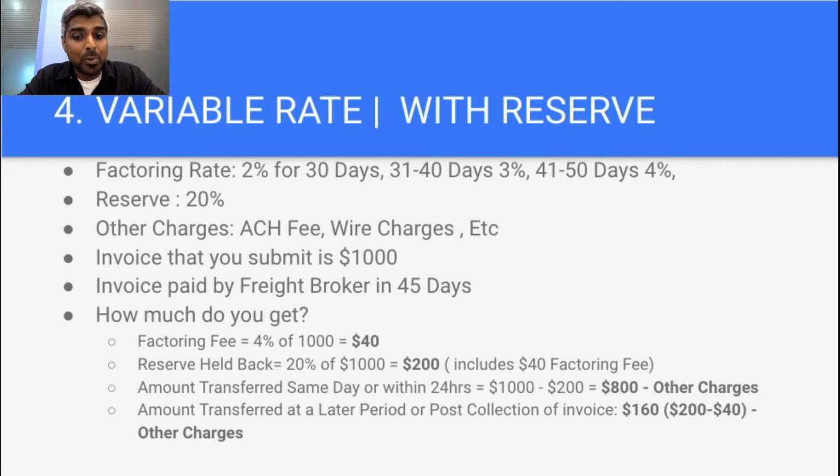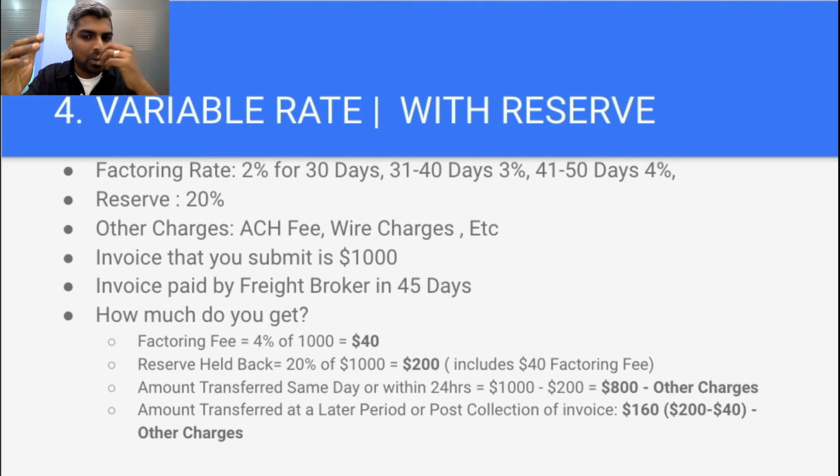Reserve held back will be 20%. That is $200. That includes your $40 factoring fee. So when you submit the invoice to the factoring company on the same day, you would be getting $800. That is, the 20% reserve is reduced from your $1,000. That is, $200 will be reduced from $1,000. You will get $800, minus other charges. After 45 days, at a later period, or post collection of the invoice, which in this case is 45 days, the factoring company knows, okay, I need to charge you $40.